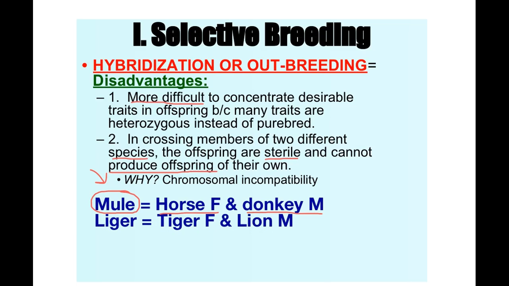Also, it was an accident, but you can get a liger, which is made from a female tiger crossbred with a male lion. Now, they didn't do this on purpose. The male lion actually jumped the fence and got in with the female tiger, and it produced a very, very large kind of half tiger, half lion called the liger.